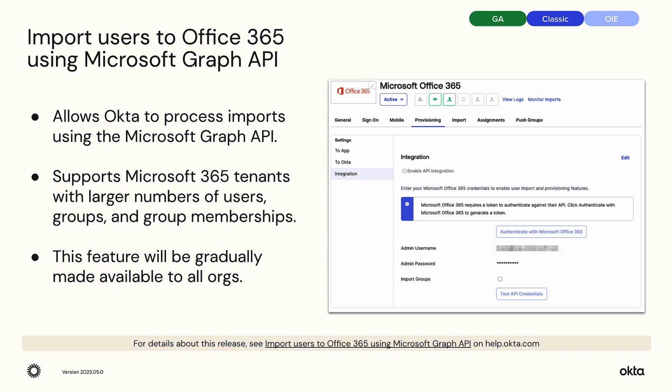Import users to Office 365 using Microsoft Graph API. This feature allows Okta to process imports using the Microsoft Graph API and is gradually being made available to all orgs. This background process doesn't change existing procedures and makes imports more scalable, supporting Microsoft 365 tenants with larger numbers of users, groups, and group memberships.